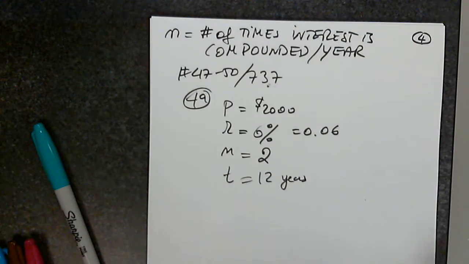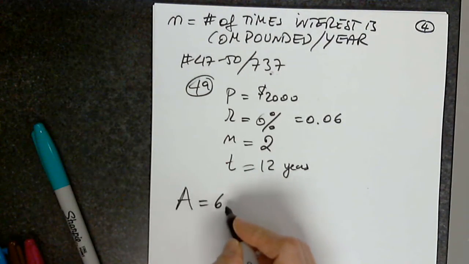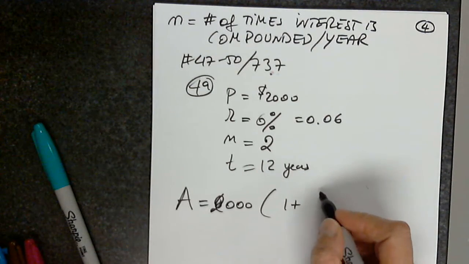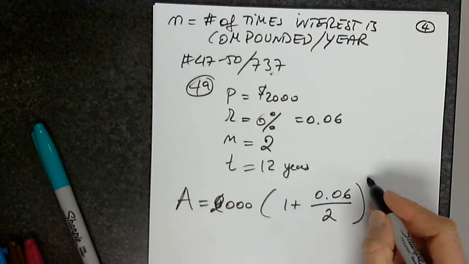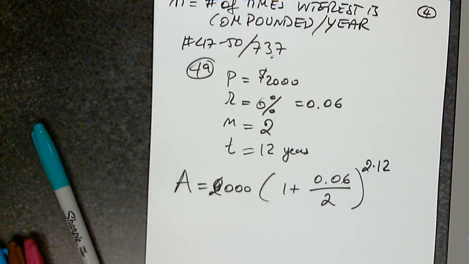Good. Let's just write the formula, and we have to put it in the calculator. So A equals, oh, not 6, but 2,000, times 1 plus 0.06 divided by 2, and the power is 2 times 12. If you don't put 24, you should put parentheses around the power. So be careful with that.